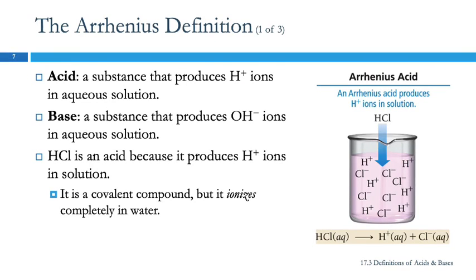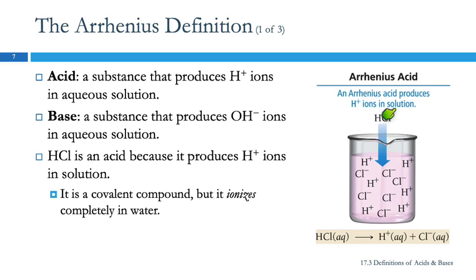We will be talking about a few different definitions of acids and bases. I am not very concerned about whether you remember the name of the definition, but rather, can you identify acids and bases? So the Arrhenius definition is named after a Swedish chemist whose last name was Arrhenius. Under this definition, an acid is a substance that produces hydrogen ions in aqueous solution. A base is a substance that produces hydroxide ions in aqueous solution.